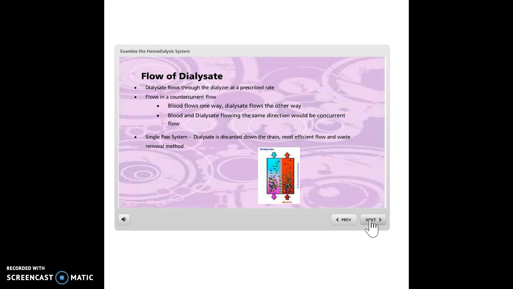Important to know, flow of dialysate. Dialysate flows through the dialyzer at a prescribed rate. It's going to flow in a countercurrent flow. If you think of countercurrent as opposite, blood flows one way and dialysate flows the other. Blood and dialysate flowing in the same direction would be called concurrent, so that would be the same. We use countercurrent. So remember that.